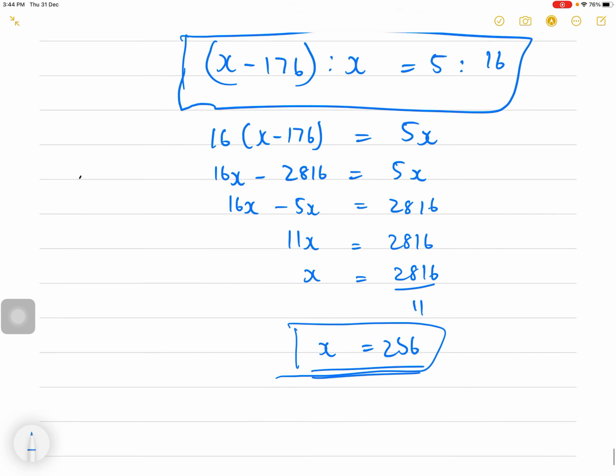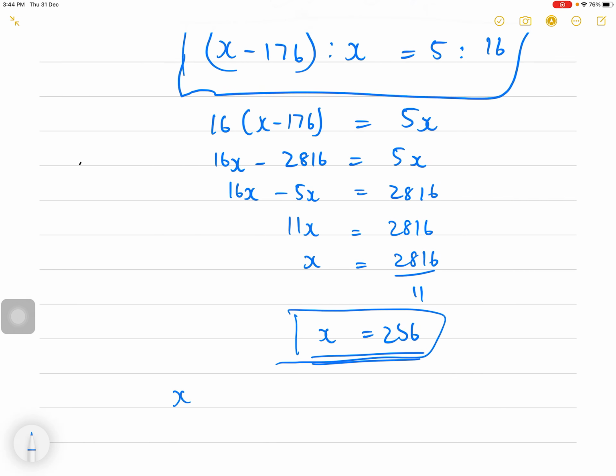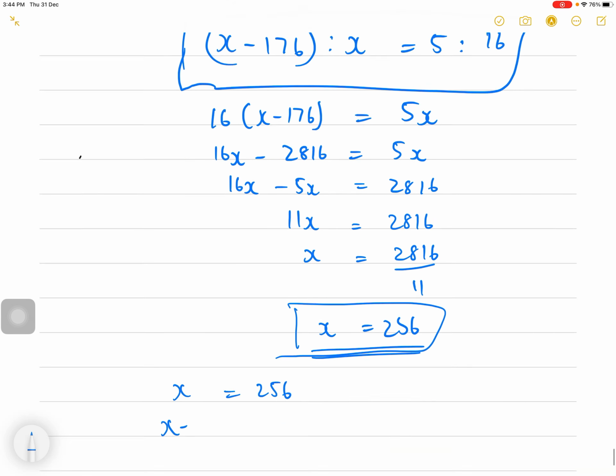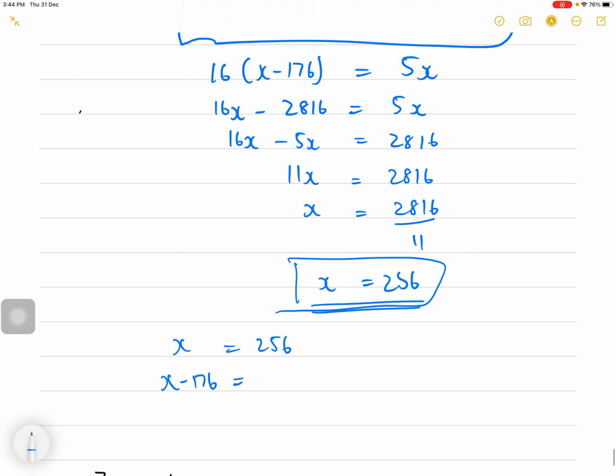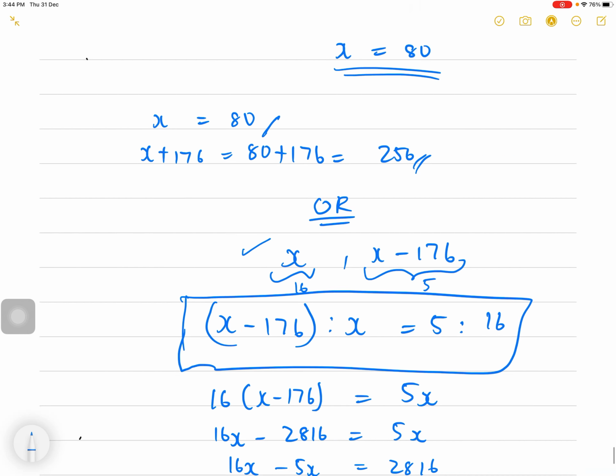The smaller number will be x minus 176. So x is equal to 256 and x minus 176 will be 256 minus 176, which is 80. So one number is 80, other number is 256.